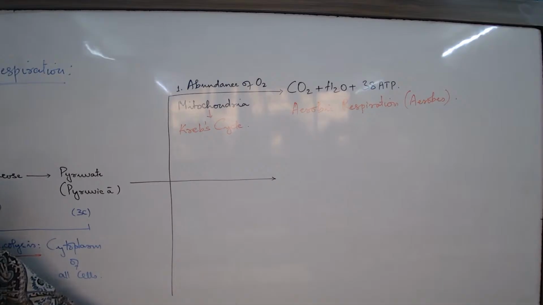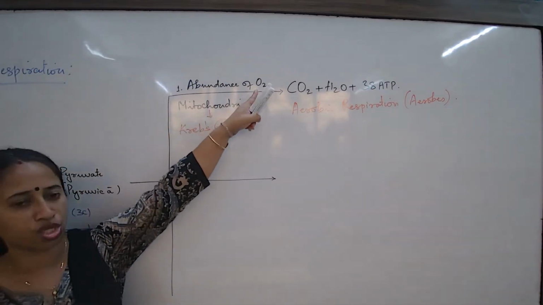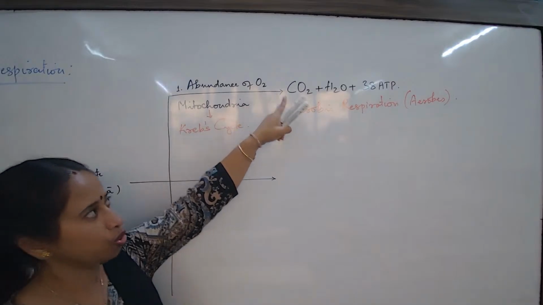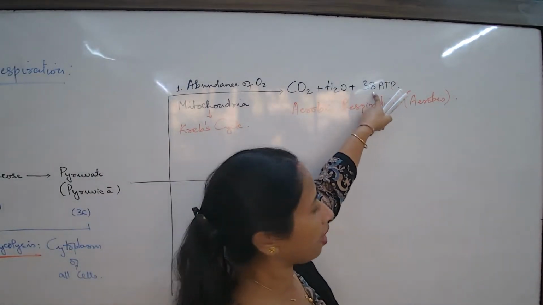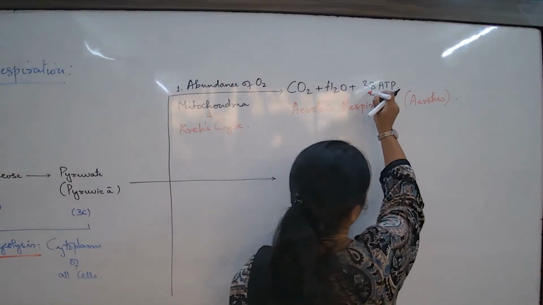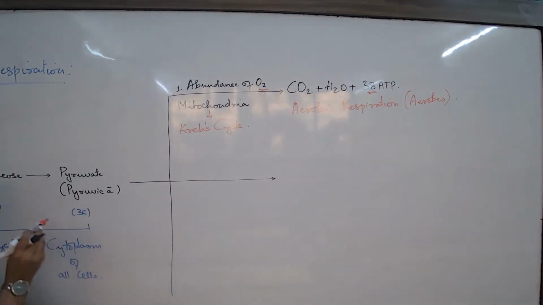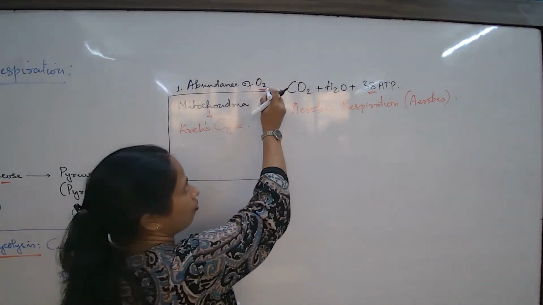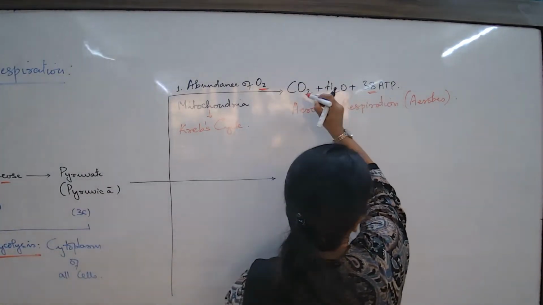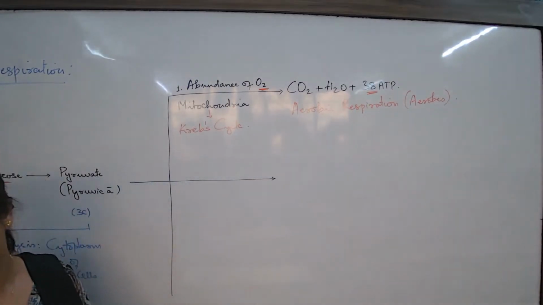What is the meaning of aerobic respiration? Breakdown of the glucose in the presence of oxygen to release carbon dioxide, water, and 38 molecules of ATP. So what is a must to mention in your answer? The must to mention in your answer are these things: breakdown of glucose in the presence of oxygen to give rise to carbon dioxide, water, and 38 molecules of ATP.